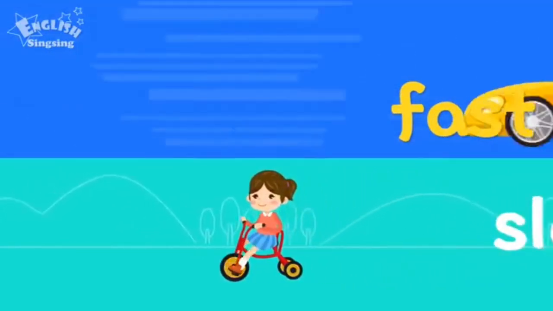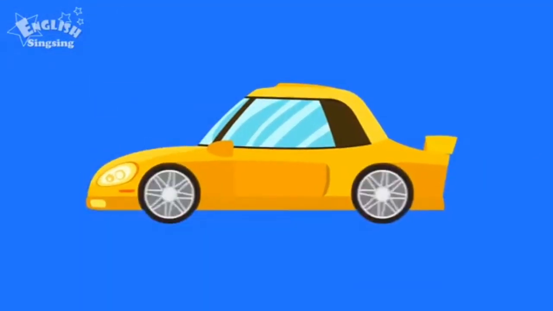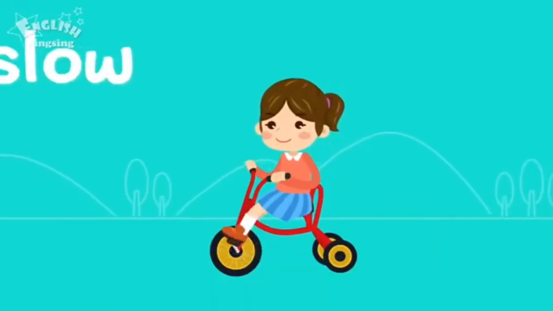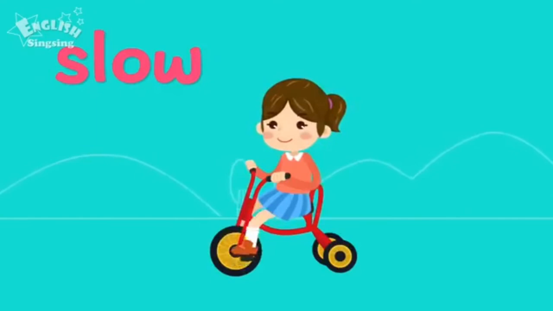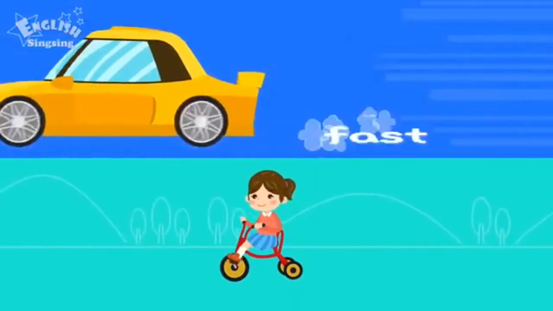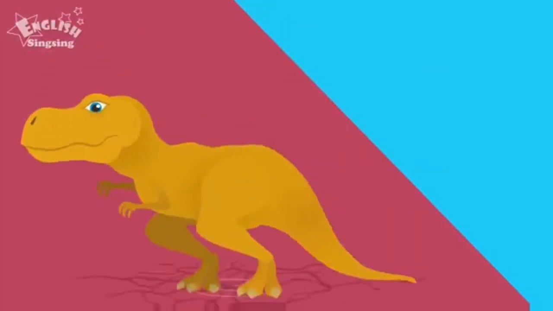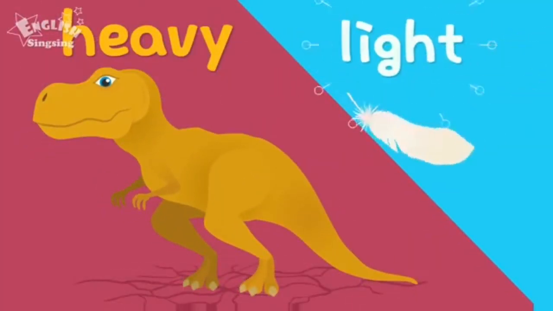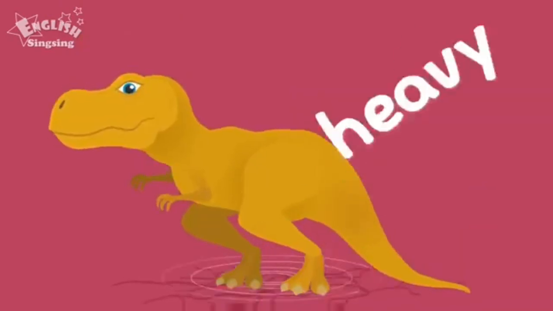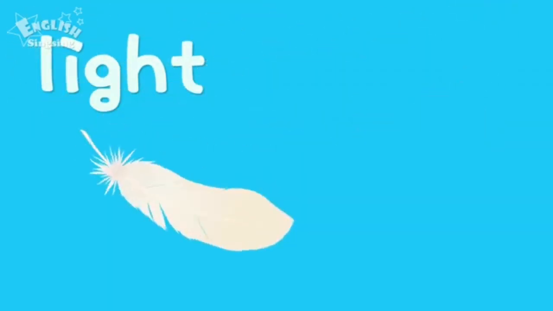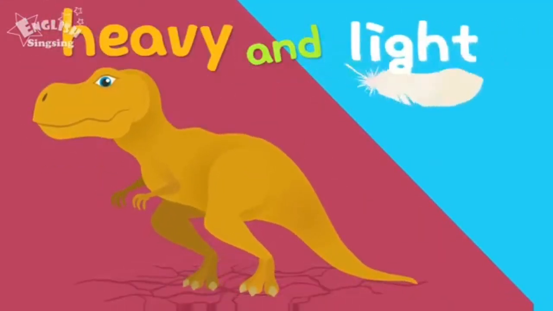Fast, slow. Fast, fast car. Slow, slow bicycle. Fast and slow. Heavy, light. Heavy, heavy dinosaur. Light, light feather. Heavy and light.